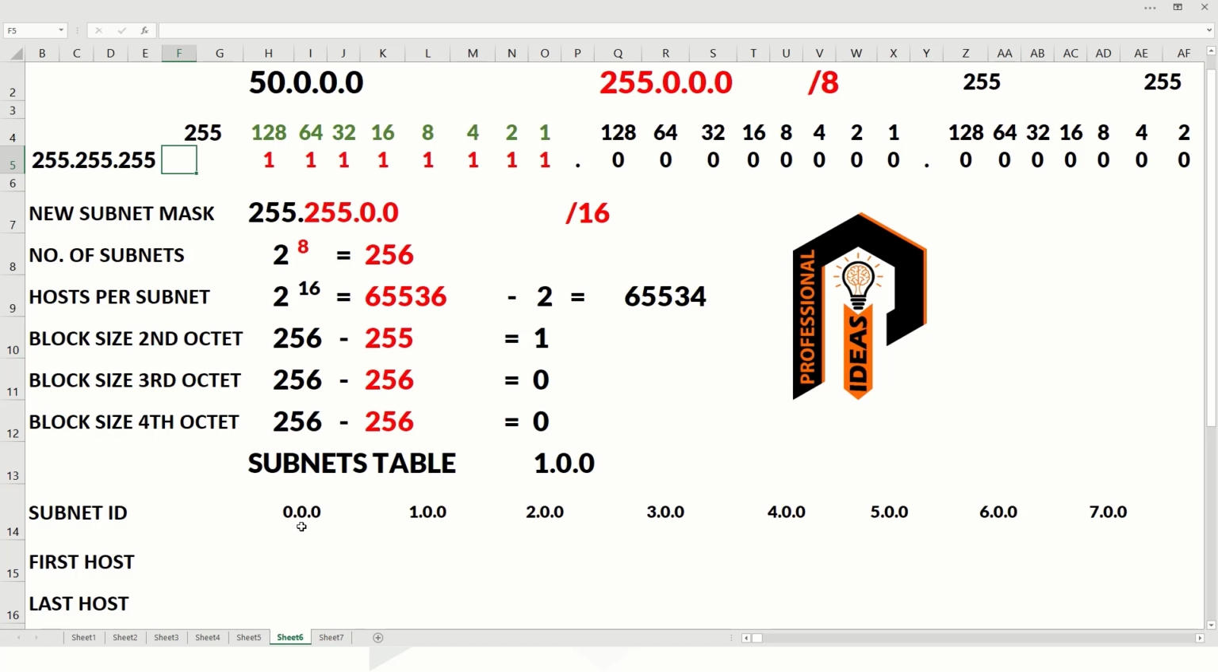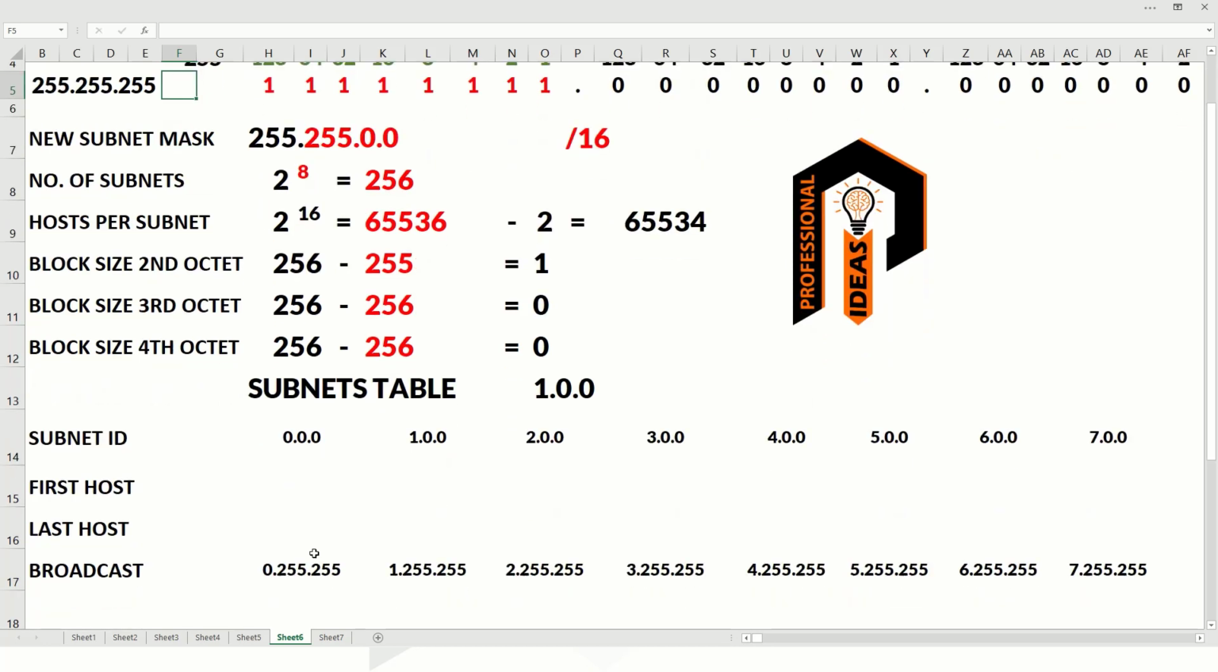Based on the values we got, let's generate our table of subnetting. The first subnetwork ID will be 0.0.0. Then we will keep adding the block size of 1.0.0 to the previous subnet ID until we get 255.0.0.